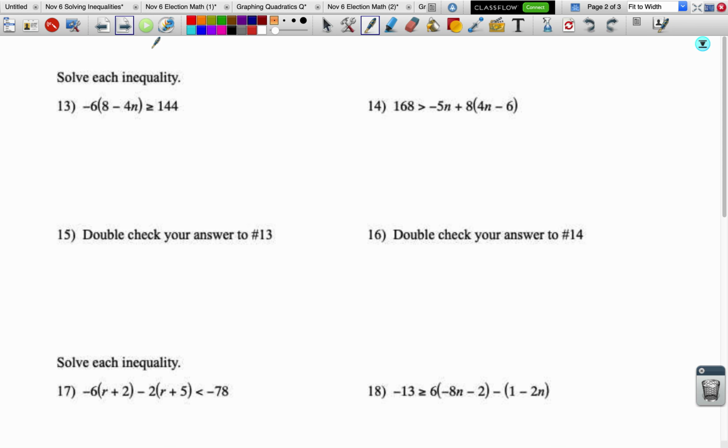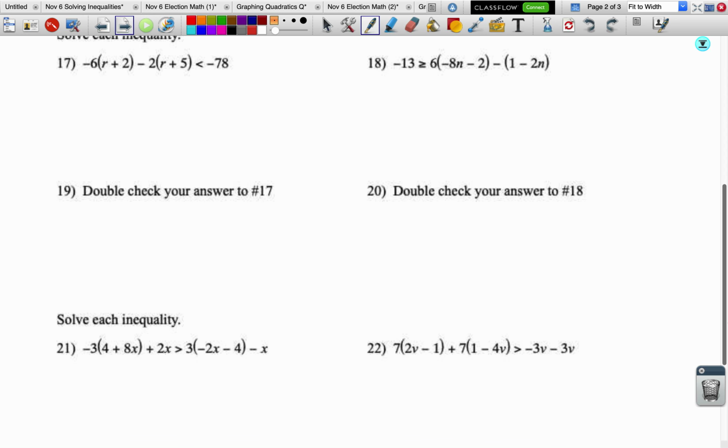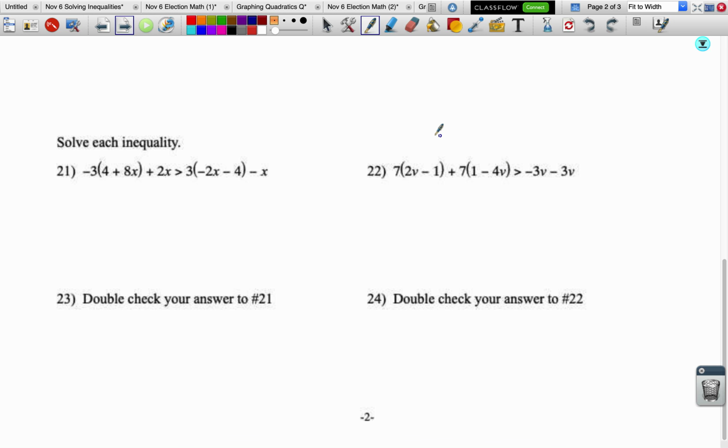Okay, let's look at one on the back side, maybe one of these ones with distribution, like 22. So a number in front of a set of parentheses, we want to distribute that, and it happens twice here. So draw these arrows showing that we're going to multiply, and I get 14v minus 7 plus 7 times 1 is 7. 7 times -4v is minus 28v is greater than. And because this is on the other side, I can do this step in this first step here where I combine these like terms. -3v and -3v becomes a -6v.